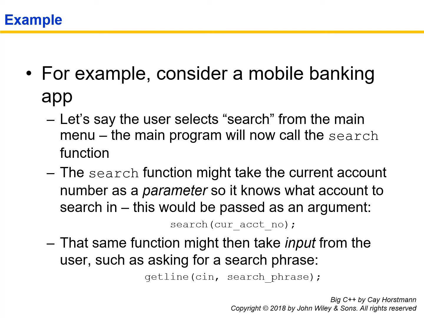The same function, however, might take input from the user because we haven't told it what to search for yet. So it might getline cin search phrase, and the user types rent payment or something like that.